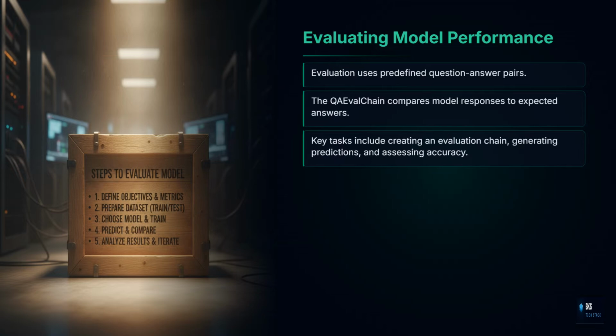Model evaluation is typically done using a set of test questions and their known correct answers. We can use a tool like LLMchain to systematically compare the answers generated by our RAG model against these ground truth answers. This process involves setting up an evaluation chain, having the model generate predictions for our test questions, and then comparing those predictions to the actual correct answers to calculate an accuracy score.